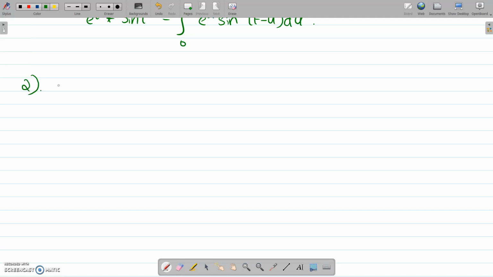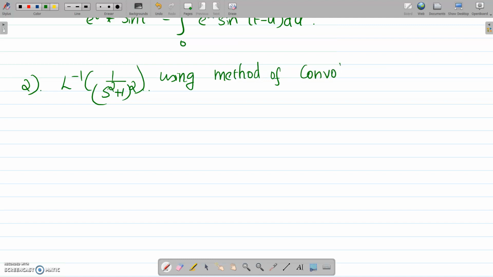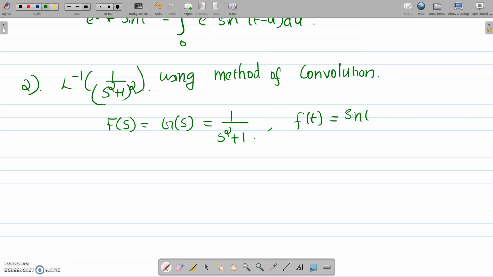Next, using the method of convolution, find L inverse of 1 by s square plus 1 whole square. Using the method of convolution, let f of s be equal to g of s, equal to 1 by s square plus 1. Correspondingly, what will be f of t? f of t is equal to sin t, and g of t is equal to sin t.